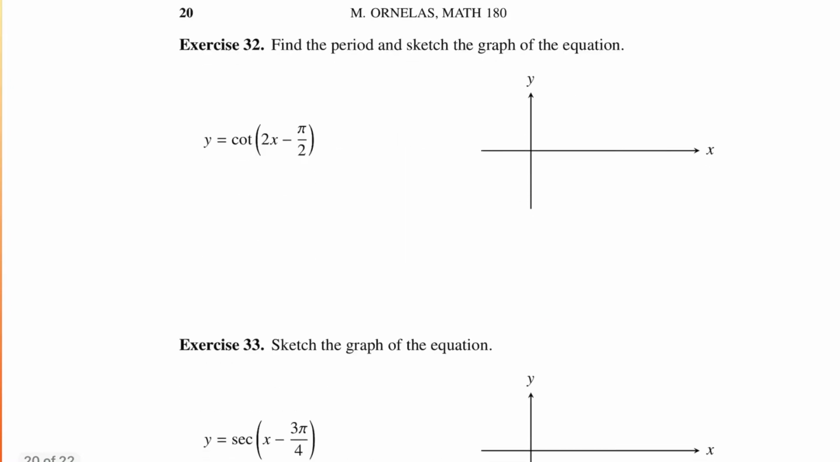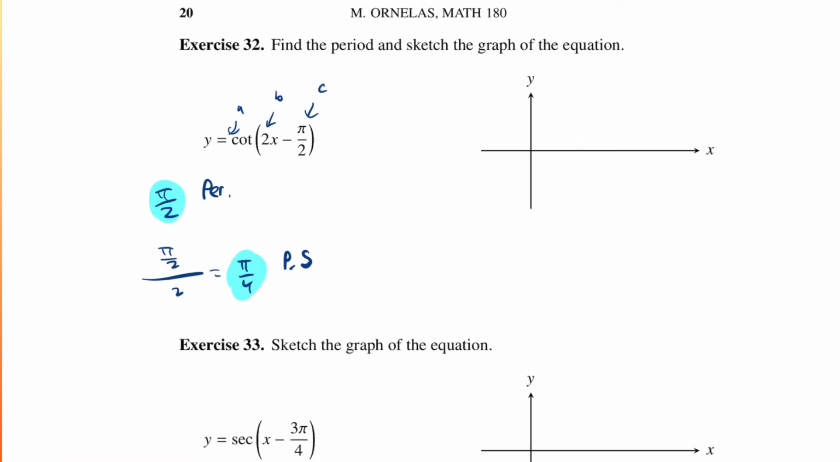All right, let's take a look at a cotangent graph. So start off the same way. A is 1, B is 2, C is negative pi over 2. So the period is pi over B, which is pi over 2. Our phase shift is going to be negative c, which is actually positive pi over 2, because c is negative, so the negative of a negative is a positive, divided by b, which is pi over 4. That's our phase shift.